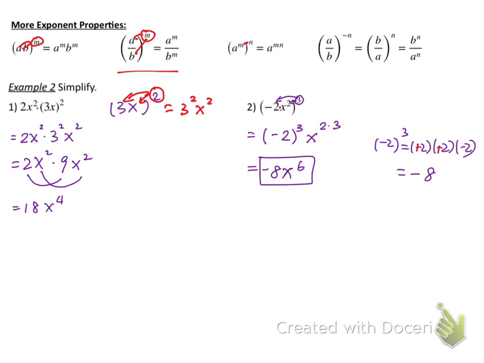Here's the answer. Notice again, this means negative 8 as a number times the 6th power of x. Only x is in the exponent 6. Negative 8 is not.